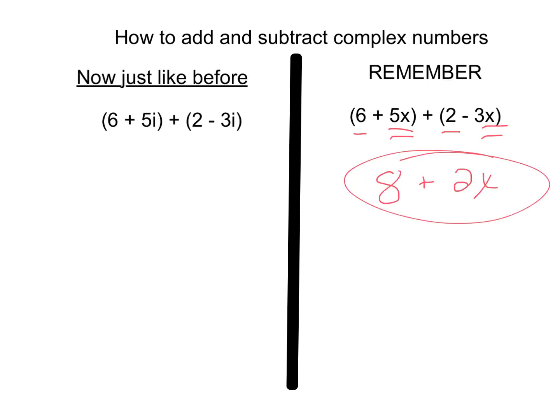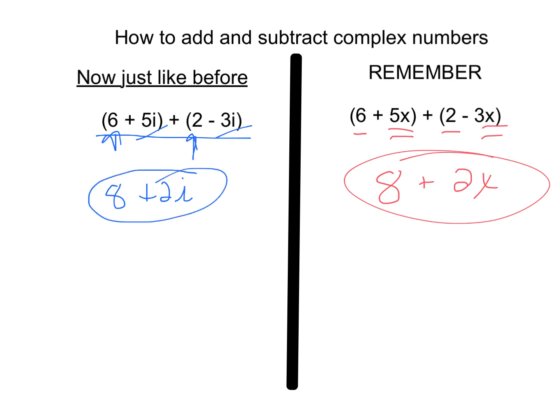Well, now we're going to do it just like we did before, but instead of x's in this one, we have i's. Okay? So here we go. 6 plus 2 is 8. 5i minus 3i is positive 2i. And we're done. Same thing. Nothing's really changed except instead of variables, we're dealing with an imaginary component. That's all.